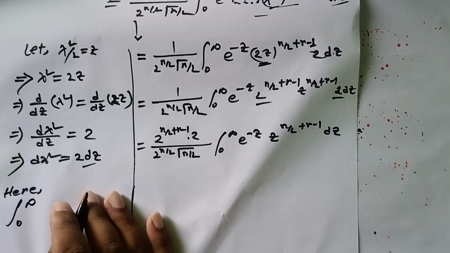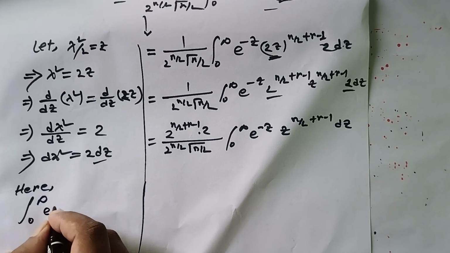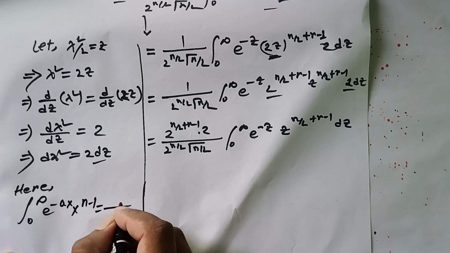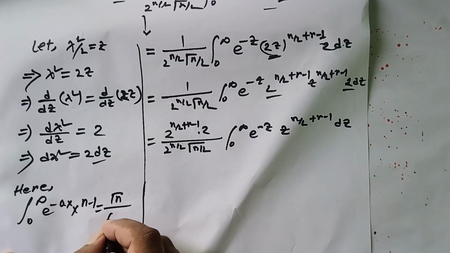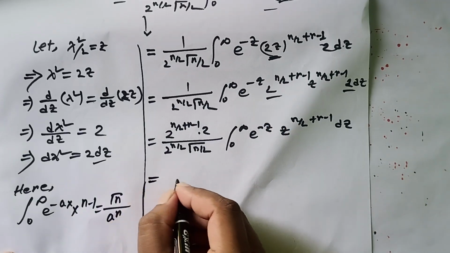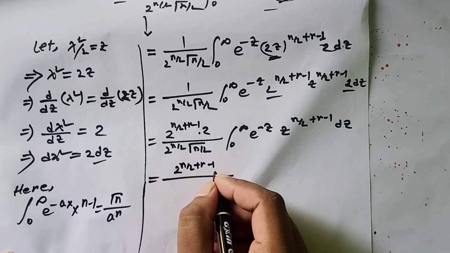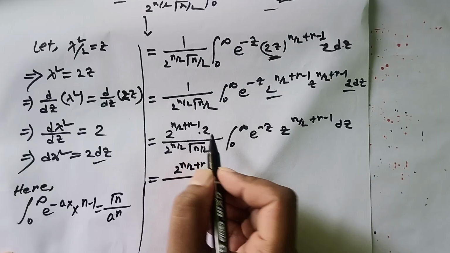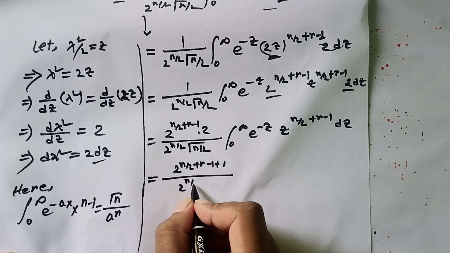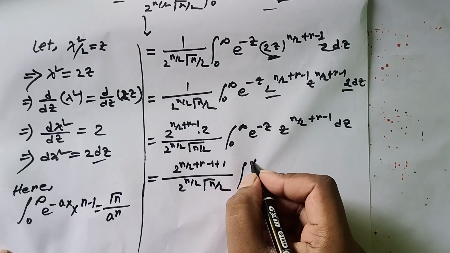0 to infinity e to the power minus ax x to the power n minus 1 is nothing but gamma n divided by a to the power n. Here a is 1, so we can write a few lines. 2 to the power n by 2 plus r minus 1. This 2 has a power 1, so this power will be added up here. 2 to the power n by 2 gamma n by 2 and 0 to infinity.